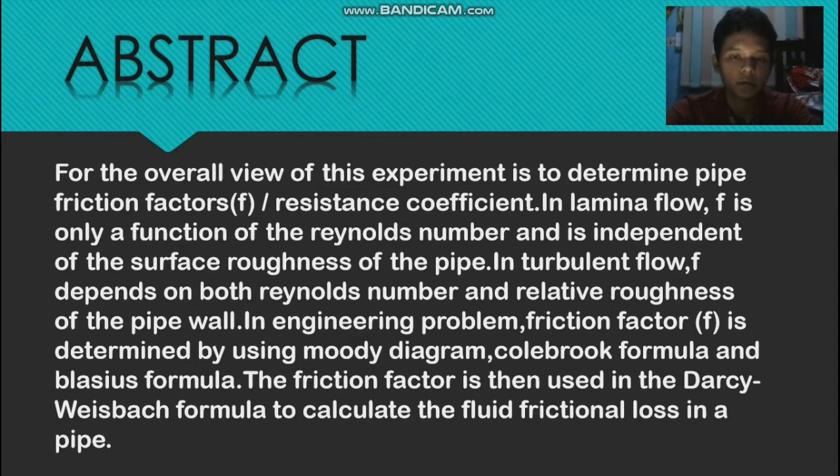In engineering problems, friction factor is usually determined by using the Moody chart. It can also be determined by other methods, such as the Colebrook formula and Blasius formula. The friction factor is then used in the Darcy-Weisbach formula to calculate the fluid frictional loss in a pipe.